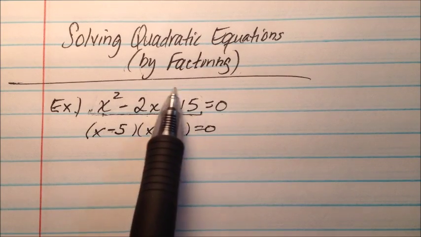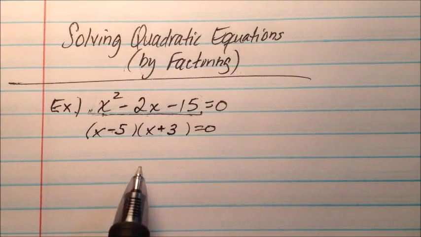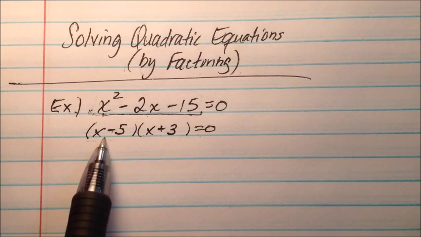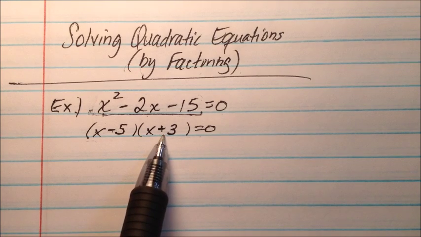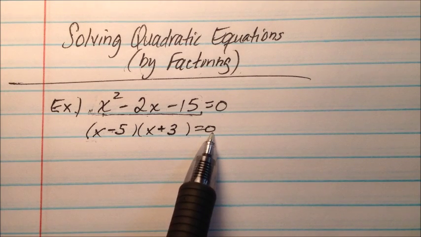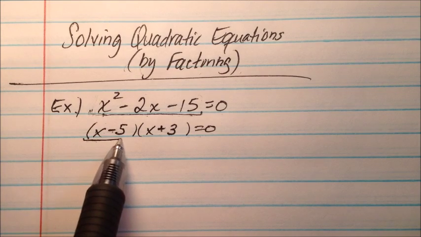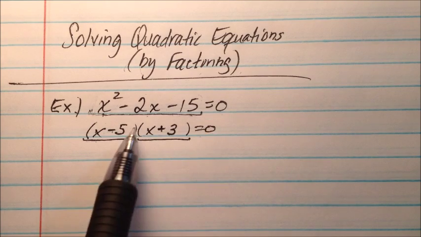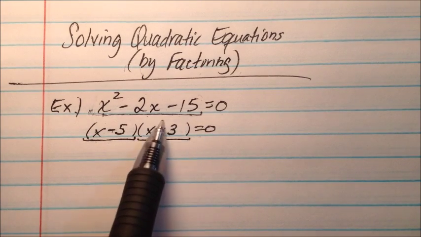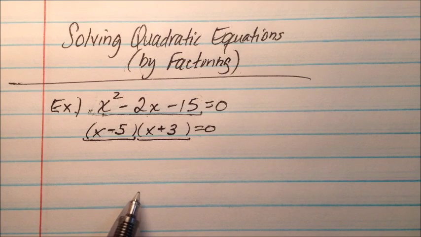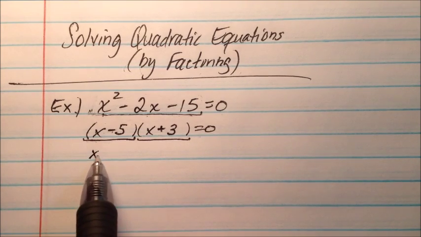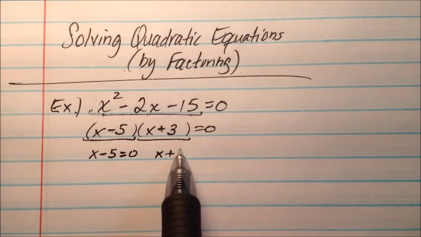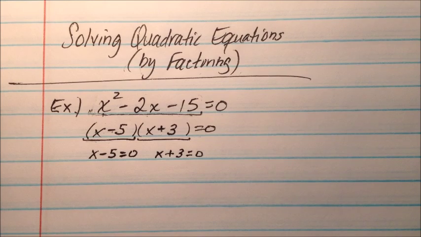If you need more help factoring this stuff, there's an earlier video that you can watch on factoring. But now that we have this factored, I have the quantity x minus 5 times the quantity x plus 3, and that equals 0. We're going to use our zero property of multiplication: if this product is 0, either the first factor is 0 or the second factor is 0. We're not sure which one it is, so we're going to try both of them. So x minus 5 could be 0, and x plus 3 could be 0.